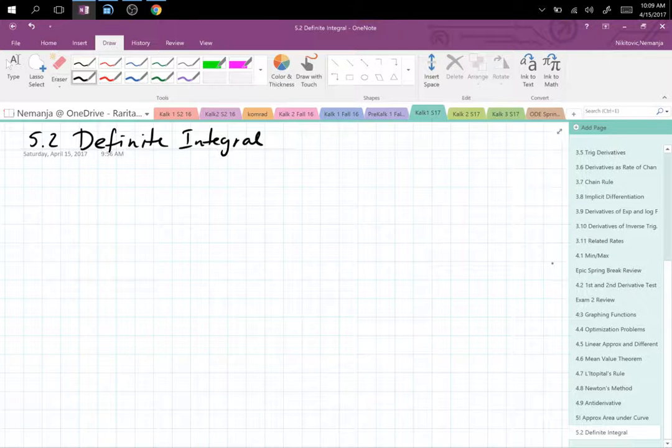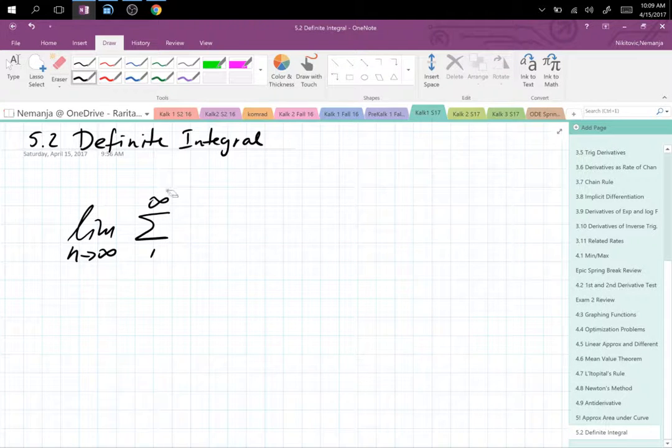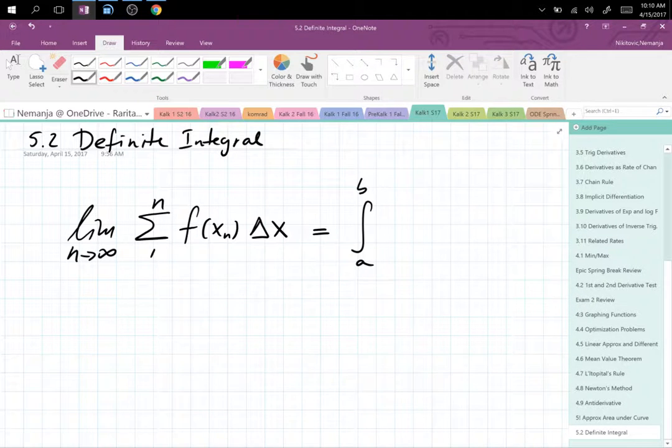Hello and welcome back to Calculus 1, section 5.2, definite integral. I know that I already showed the Riemann integral in the previous section. So we already know that the limit as n goes to infinity of the summation from 1 to n of f of x_n delta x is the integral from a to b of f of x dx.